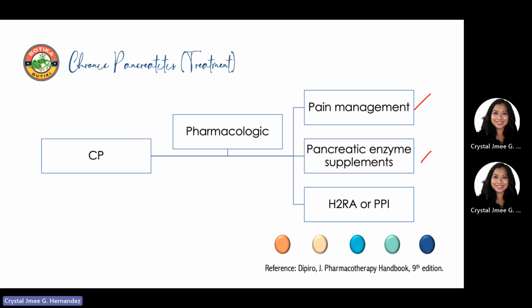For adverse effects of these supplements, they are usually benign, but high doses can lead to nausea, diarrhea, and intestinal upset. You should also consider evaluating possible deficiencies in fat-soluble vitamins. And we need to monitor vitamin D. So we need to add H2RA or PPI if we need to increase the effectiveness of the pancreatic enzyme therapy by increasing gastric and duodenal pH.